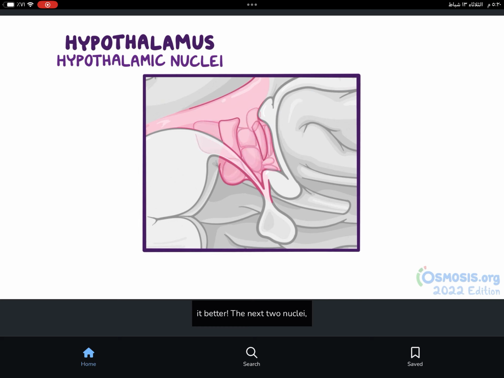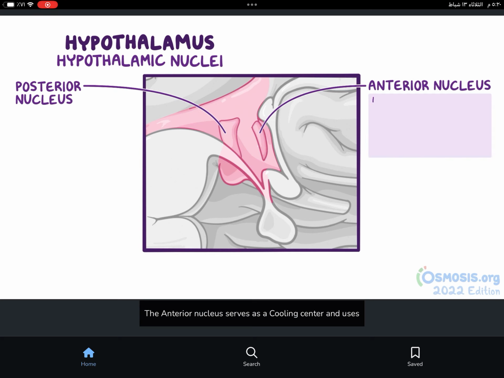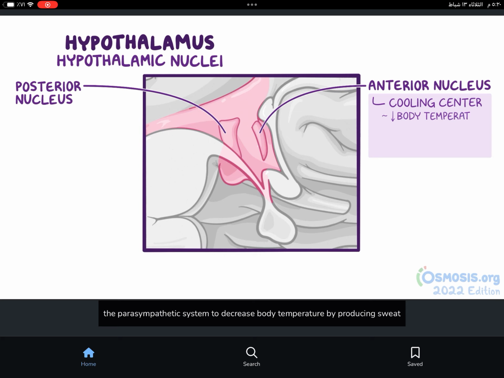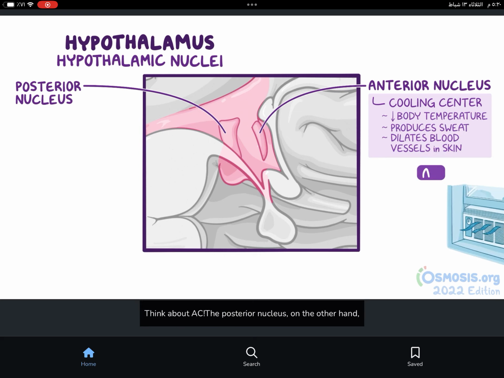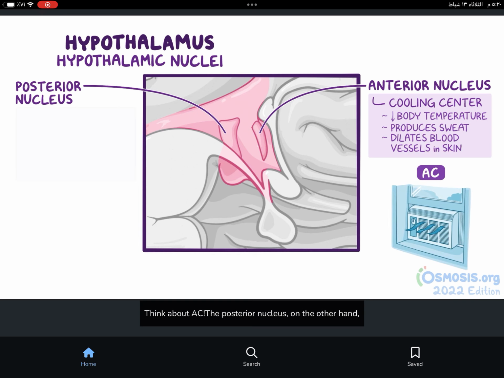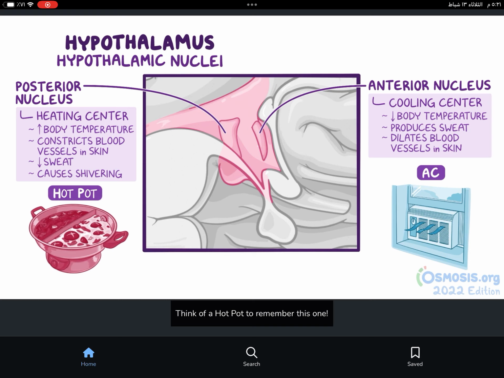The next two nuclei, called the anterior and posterior nuclei, control the temperature of the body. The anterior nucleus serves as a cooling center and uses the parasympathetic system to decrease body temperature by producing sweat and dilating blood vessels in the skin. Think about AC. The posterior nucleus, on the other hand, serves as a heating center that uses the sympathetic system to increase the temperature by constricting blood vessels in the skin, thereby decreasing sweat production and causing shivering. Think of a hot pot to remember this one.